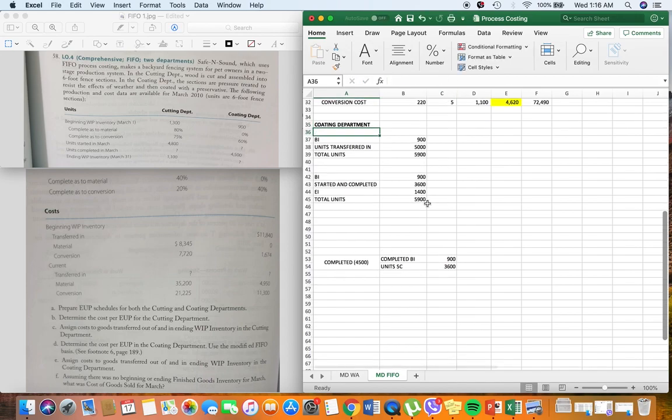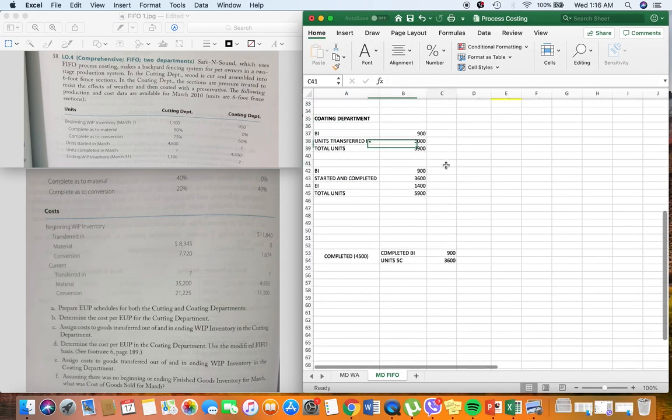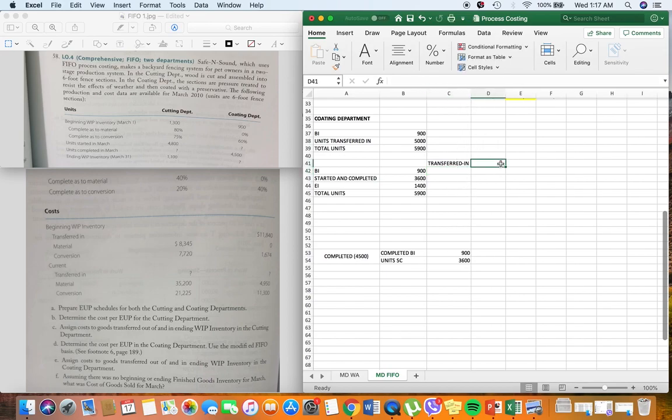So since this is the second department already, aside from the materials and conversion cost, we will be having another cost component, which is the transferred in cost. When we say transferred in cost, this is the cost that we have already accumulated in the previous department. Okay? So we have materials and conversion.